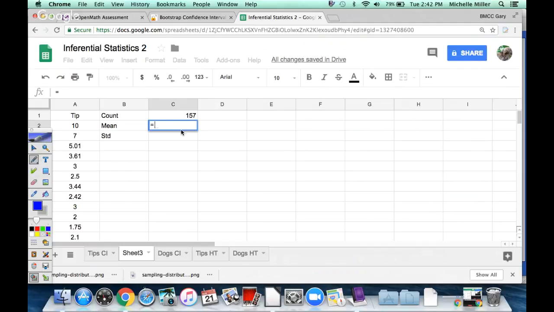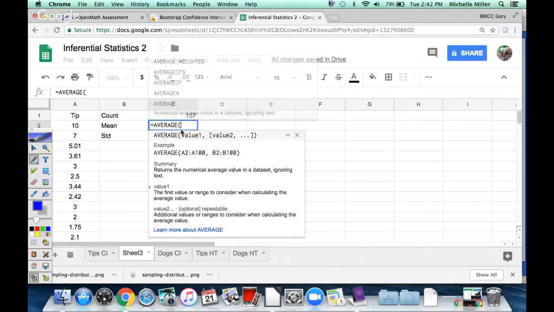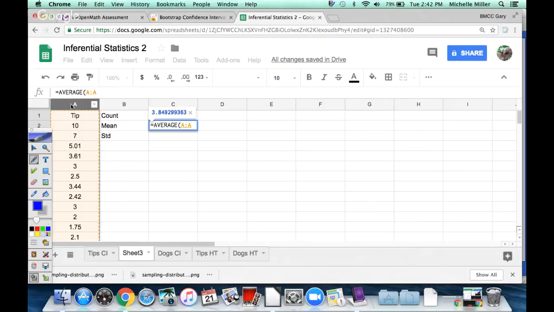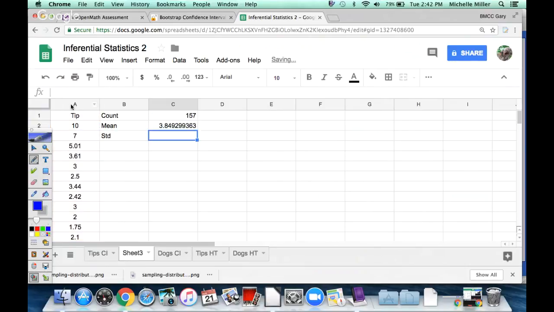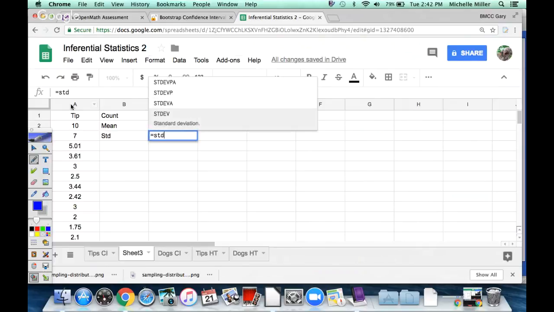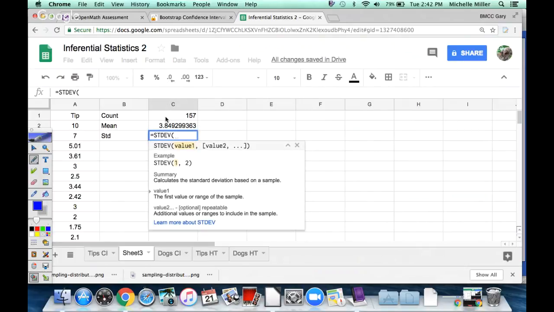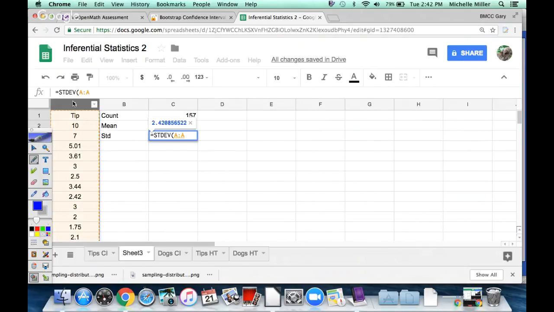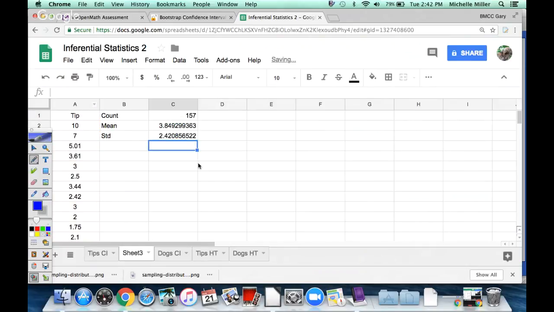Mean, same idea, that's average. Average will ignore words. And standard deviation, depending on which version you use, this stdev will ignore words. If you use stdeva, it'll treat the word tip as a 0, which will screw up your standard deviation. So you can't select the whole column if you use version A of the formula. If I use the straight version for a sample, I can highlight. All right, so I have a standard deviation, I have a mean.